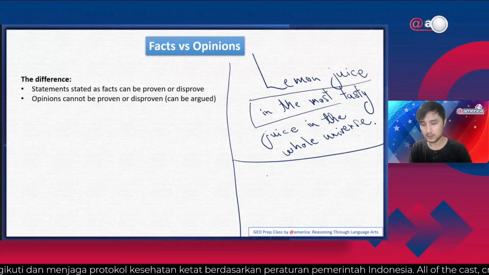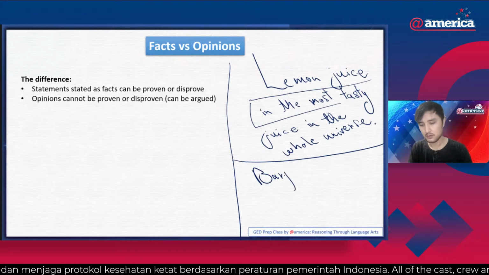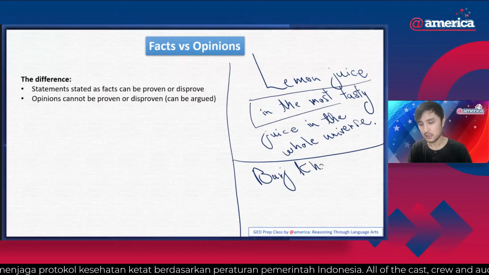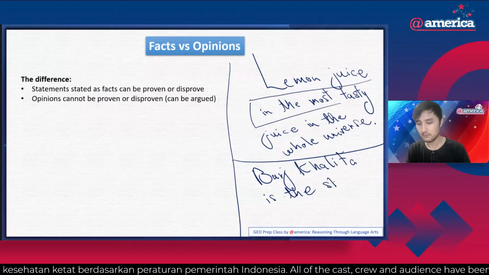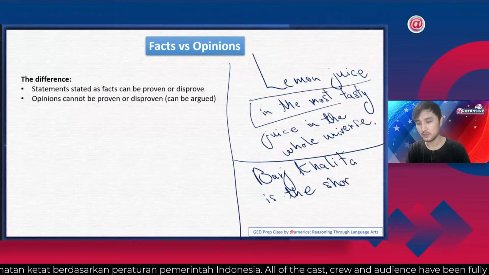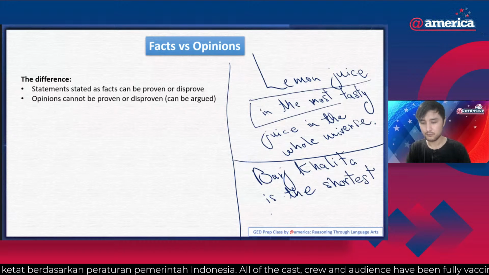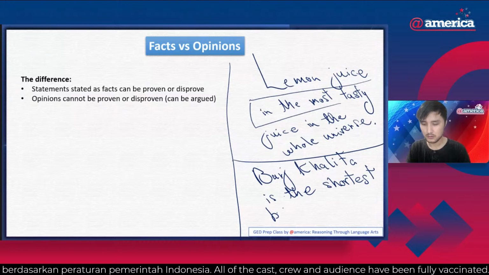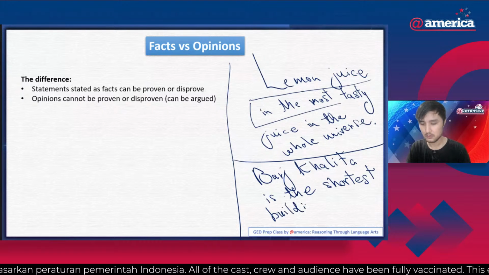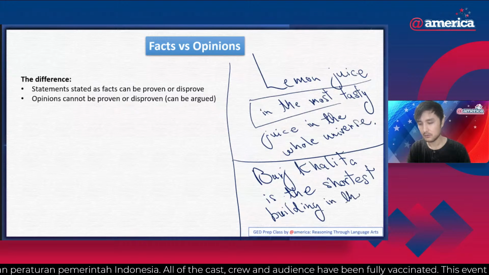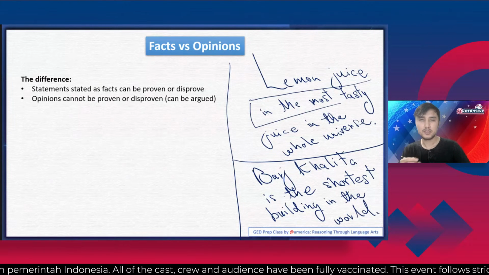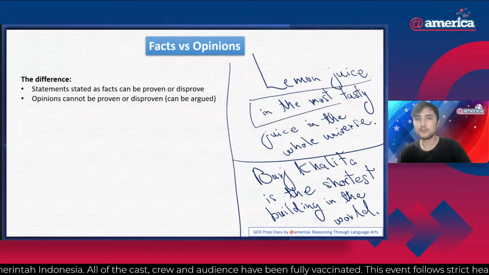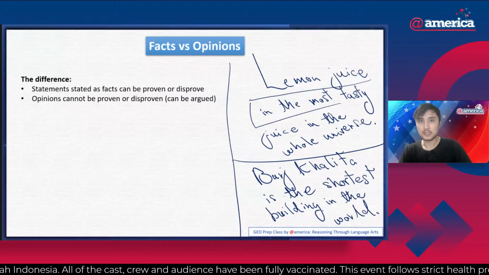So you say, let's say, for instance, Burj Khalifa is the shortest skyscraper or building in the world. Just by looking at this, you know that that's not true, but you know that this can be disproven.